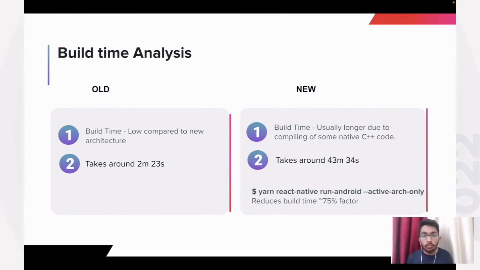As per the official documentation, we can run yarn react-native run-android with an added argument like active-arch-only. It will ensure that your build time will reduce by a factor of approximately 75%. So we can go with this command. And it is still in the experimental phase, so that by the next stable versions we can decrease this build time to somewhere around where it matches the old architecture. So that's all about this build time analysis.